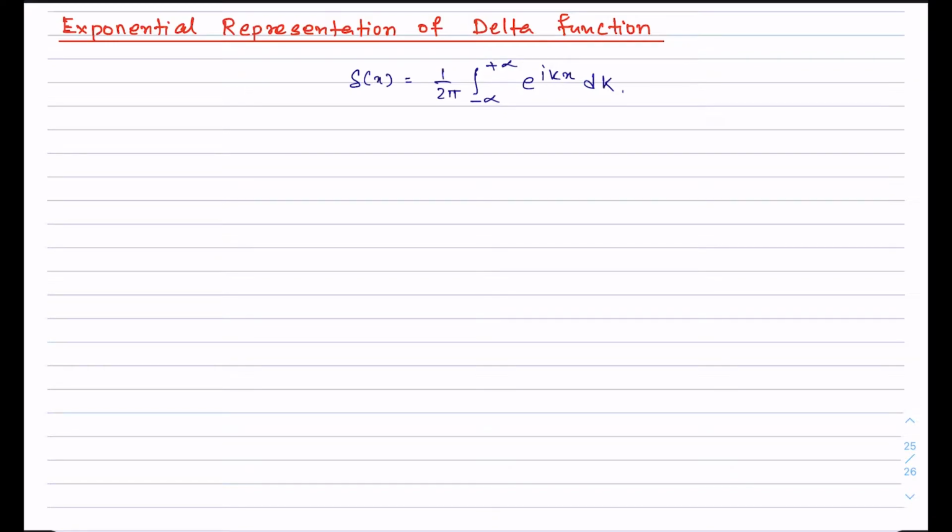So to prove this, we have to check two things: that at x equals 0 it has an infinite value and 0 otherwise, and the second one is that the area under the curve is unity. So in order to evaluate this integral, we have to introduce a regularization factor, e to the power minus k epsilon.